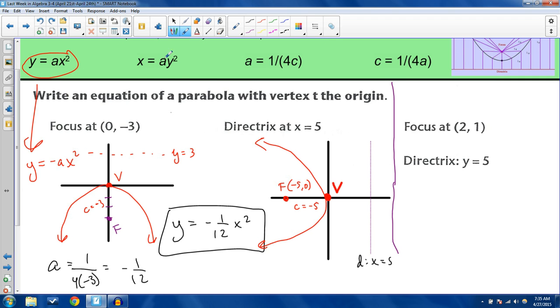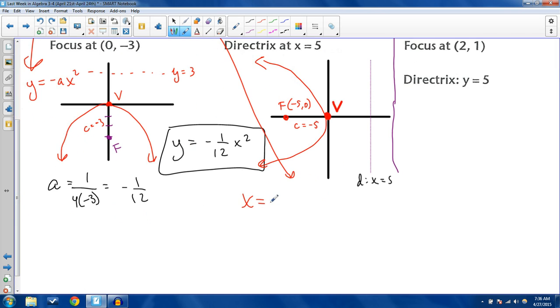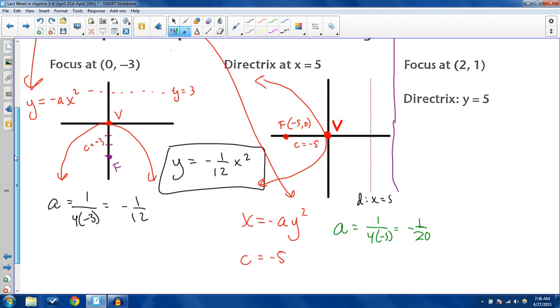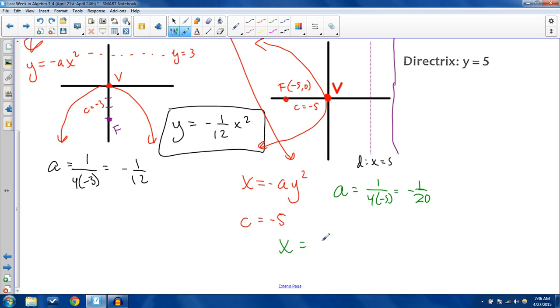So our graph should be going this way, to the left. You should know not only that it's an x equals a y squared equation, but also that your stretch factor should be negative, and our C is negative 5. Let's solve for A. Once again, there's no shift. A equals 1 over 4 times negative 5, which is negative 1 over 20. If you use C as positive 5 and plug that in, you get positive 1 over 20. That's fine, just make sure in your equation you recognize this should be a negative parabola. So this should be x equals negative 1 over 20 y squared. There is no other shift. That's all there is to it.